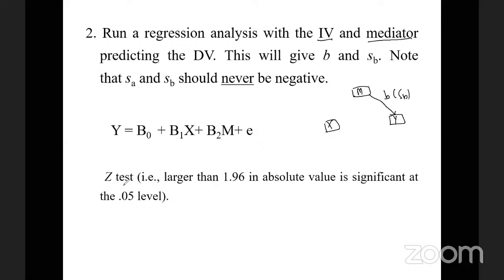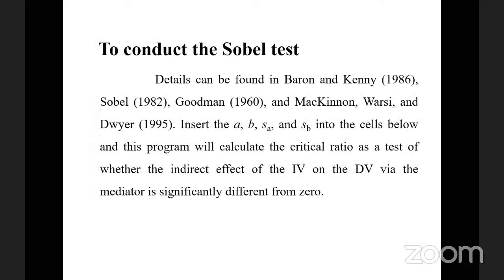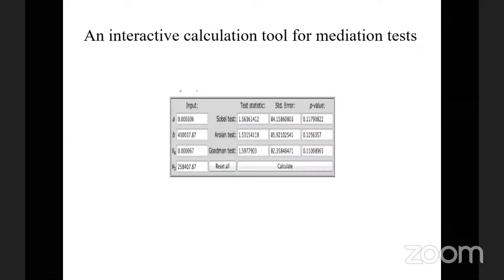The Z test value should be greater than 1.96. Z test means it's just like a T test. Okay, now to conduct the Sobel test: how do we conduct it? It is an online test. We will type online Sobel test calculator.